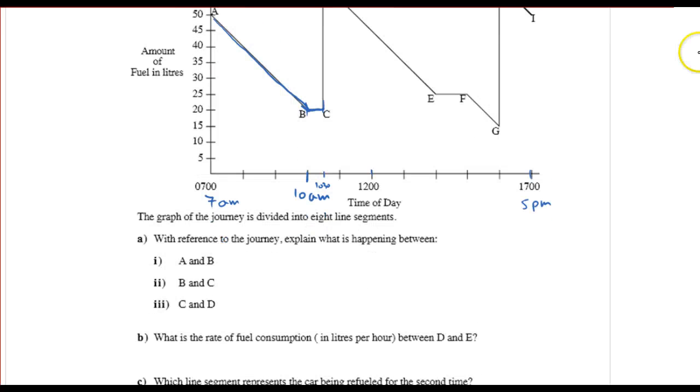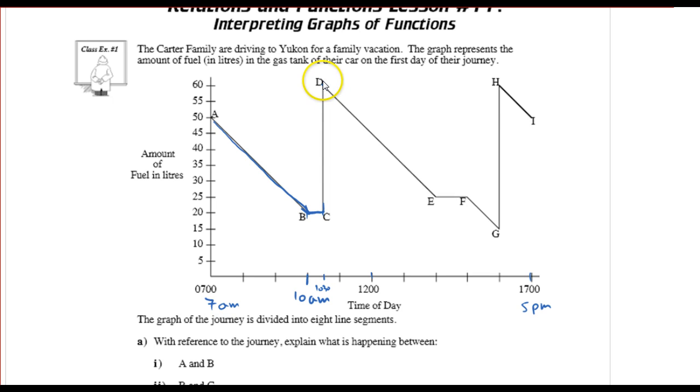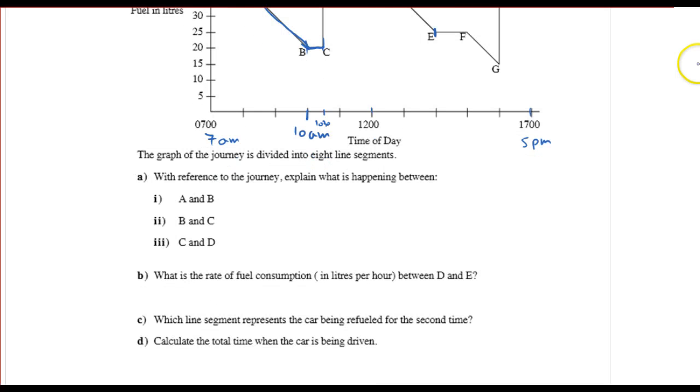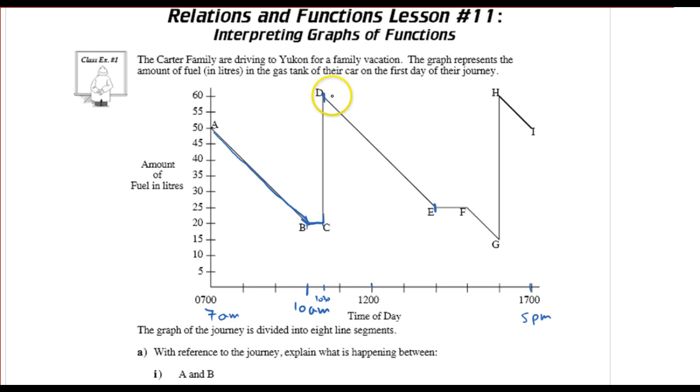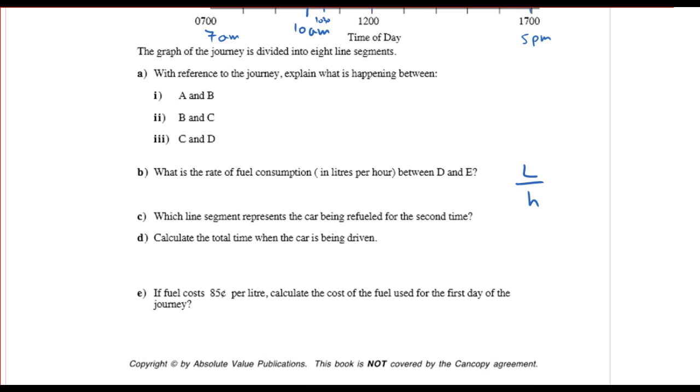Now we're finally getting to some usefulness of all these functions here. So the rate of fuel consumption from D to E. Here's D to E. In order to find the fuel consumption, I need to know how much fuel they used over what time period. Fuel consumption is calculated in liters per hour. So how many liters did they use up? They went from 60 all the way to about 25 here. So 60 minus 25 equals 35 liters. So they used 35 liters.